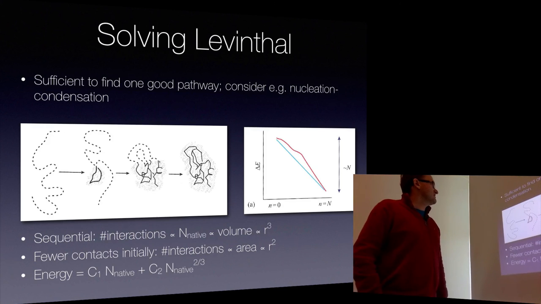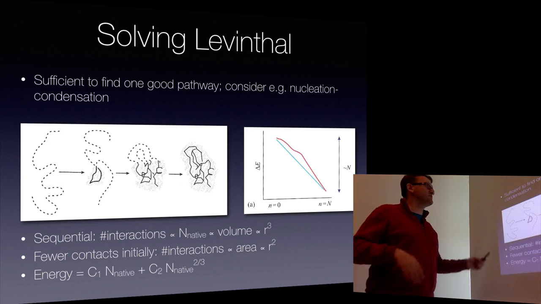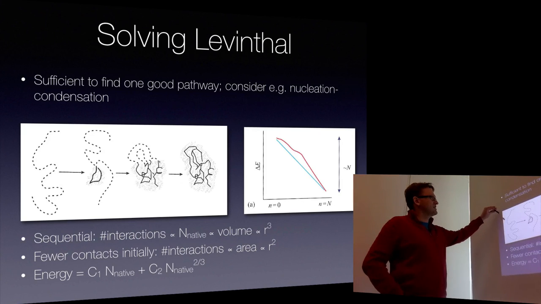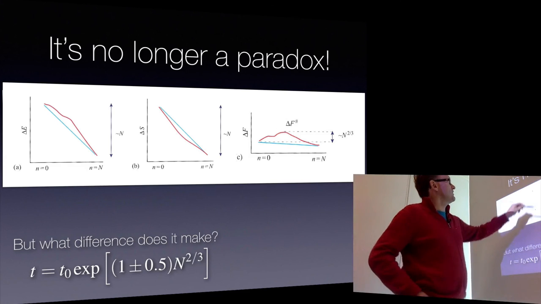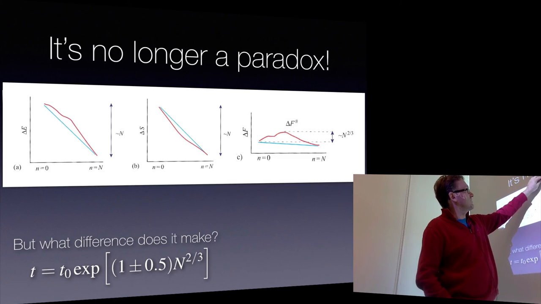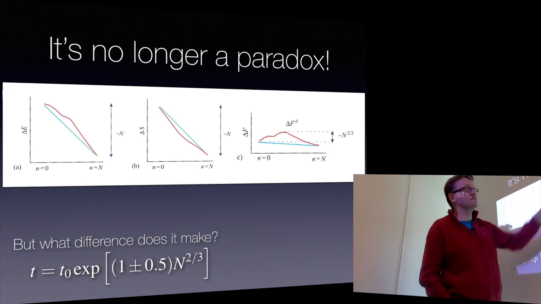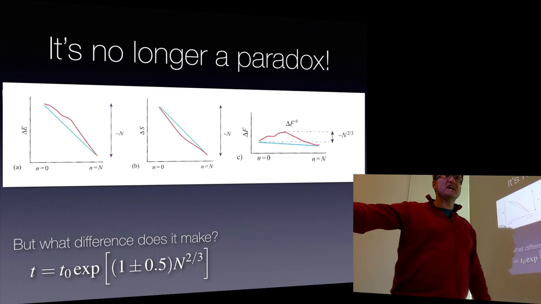You can do exactly the same argument about entropy. So the entropy will initially drop. I can show you that here. The entropy will initially drop again. To first approximation, the entropy will drop as the number of residues we have bound in the native state, because those residues can't move anymore.